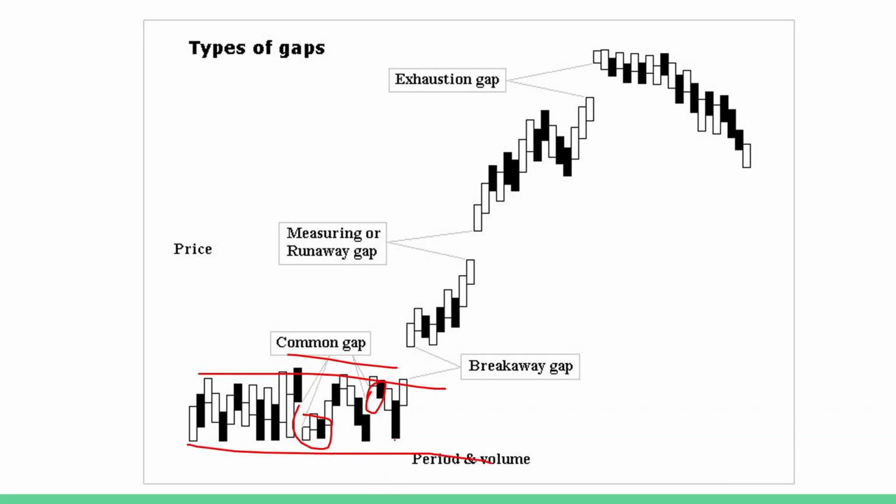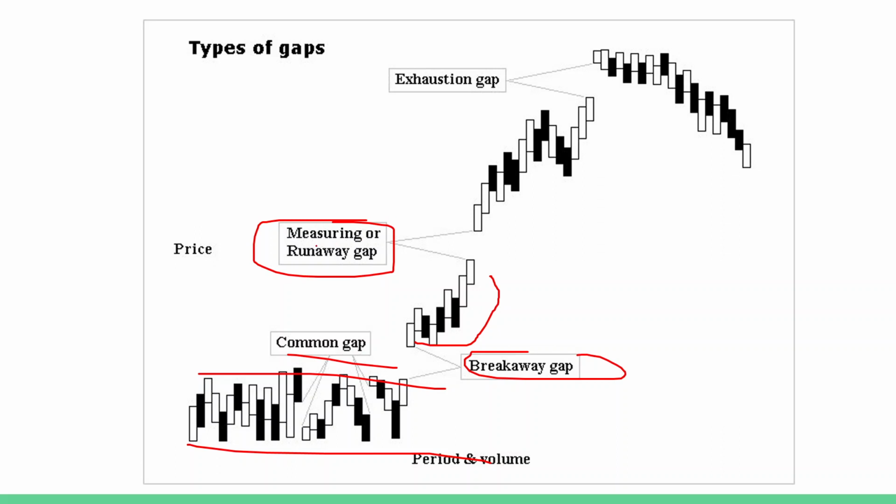As you can see here, the price has been consolidating in this range right here, and then we have a breakaway gap, and then the price moves up and it's currently in an uptrend, and then we have a measuring or a runaway gap or a continuation gap. So there are multiple names for these gaps.